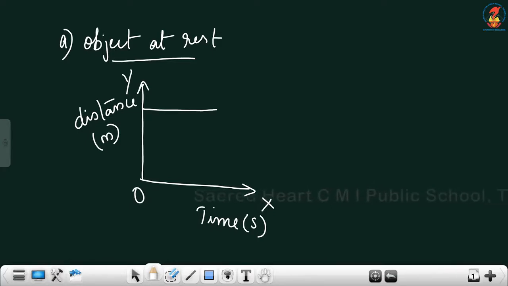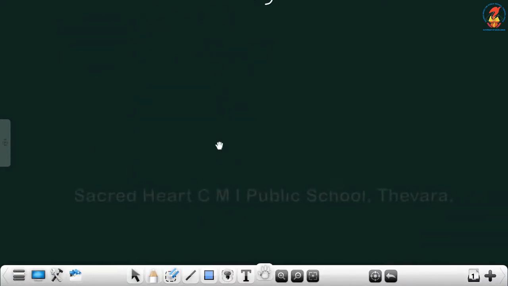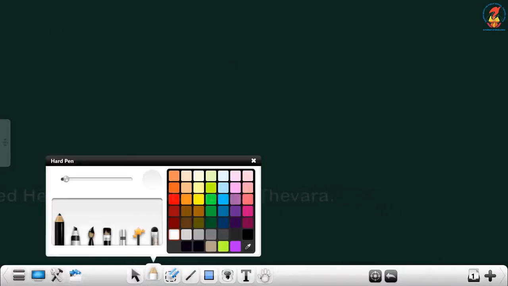Then the second one is there, that is the second distance time graph.